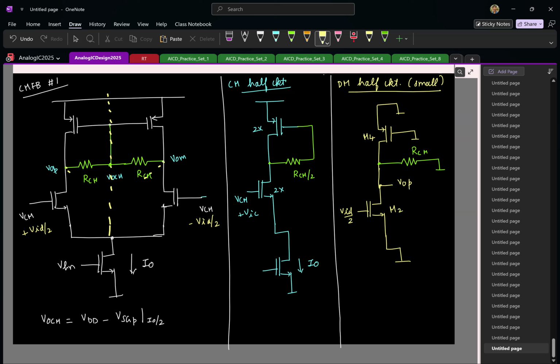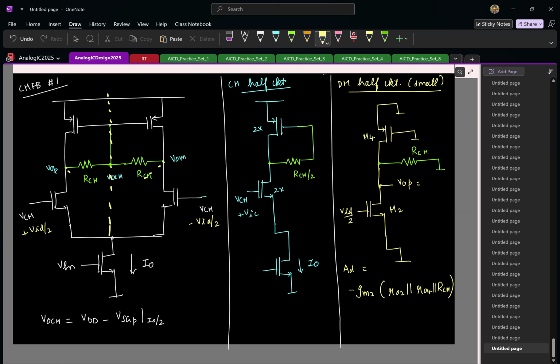So now tell me, what is the differential mode gain here? What is the small signal gain in the circuit? What is the small signal gain here from the input to the output? Yeah, minus gm2. Short circuit gm is coming from this fellow. The output resistance is how much? ro2 parallel ro4. This is going to be the differential mode gain.